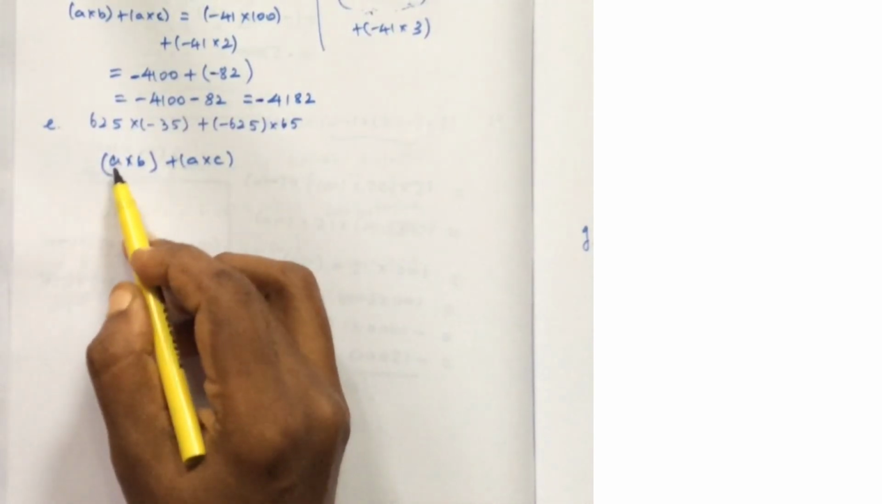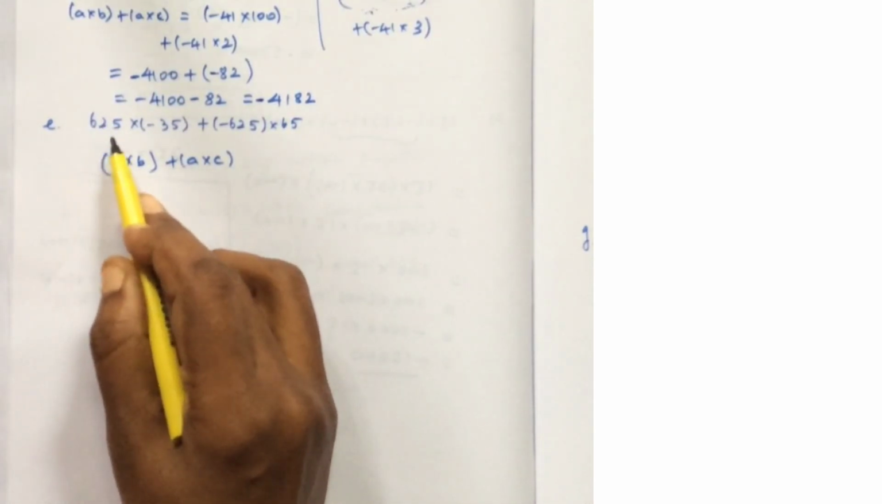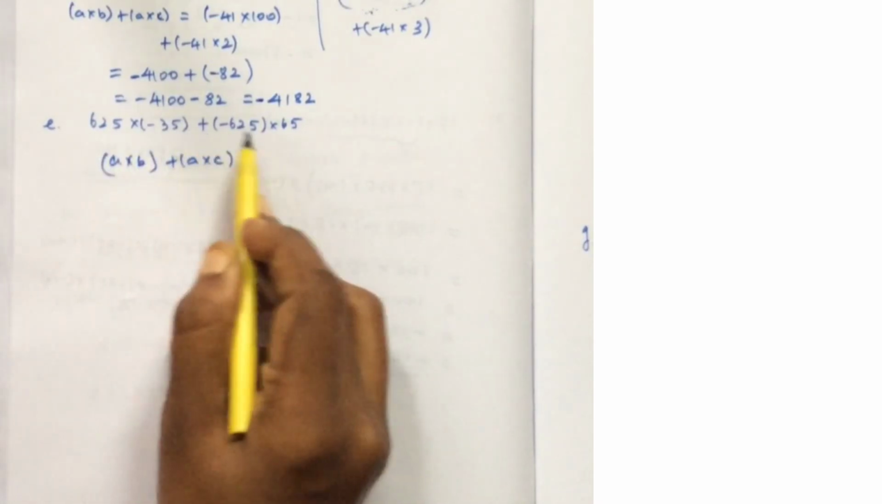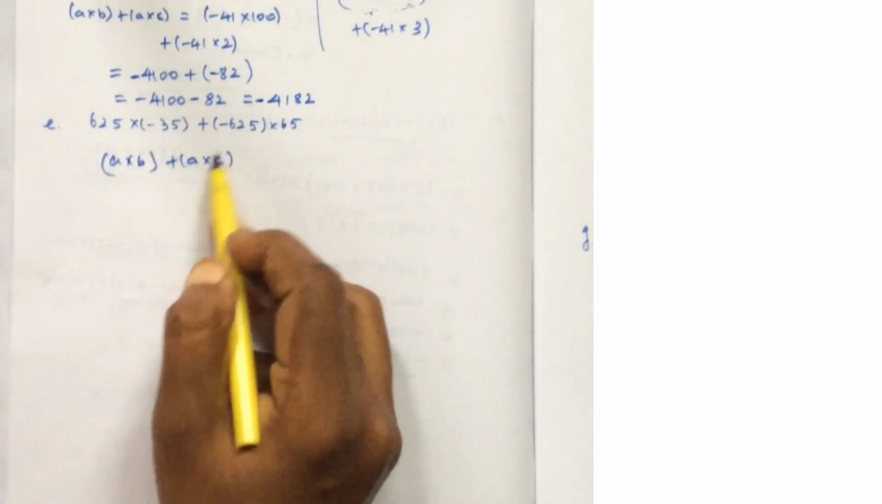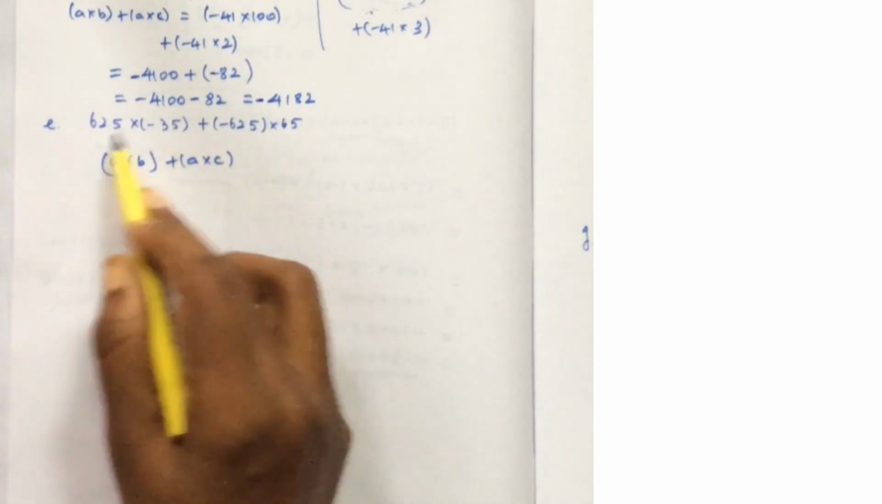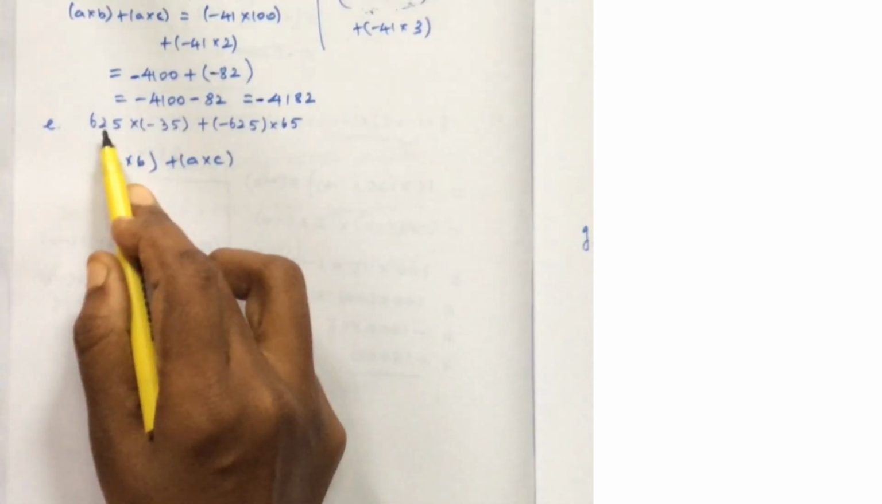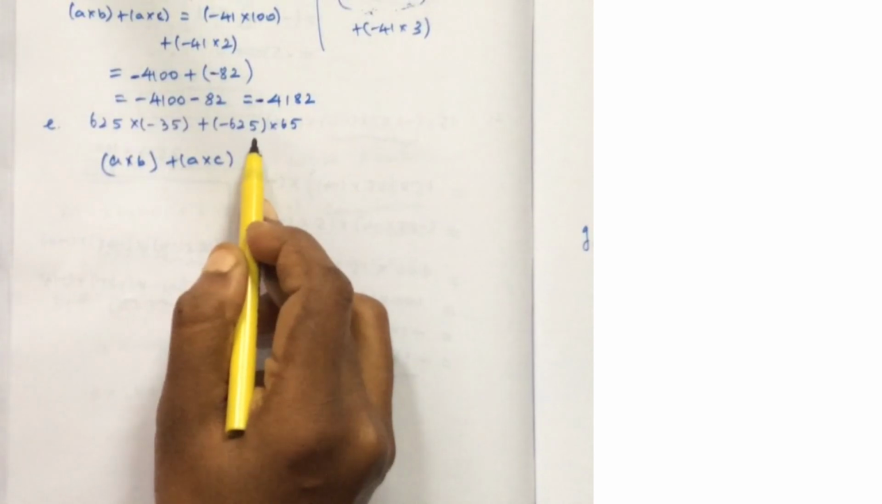But here a is 625, which is positive. So a multiplied by b plus a. But here a is minus 625. A should be same here and here. So here it is positive and here it is negative. That should not be the case.